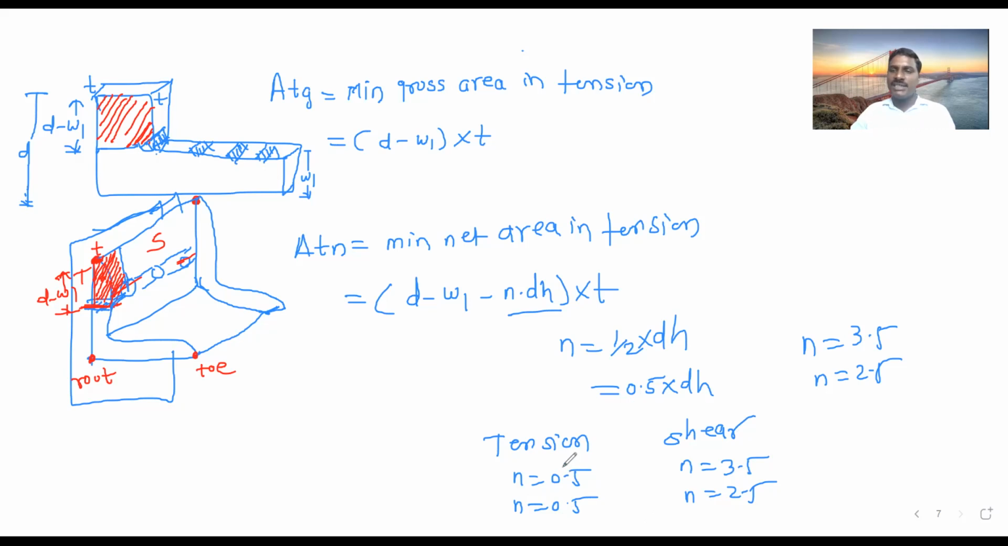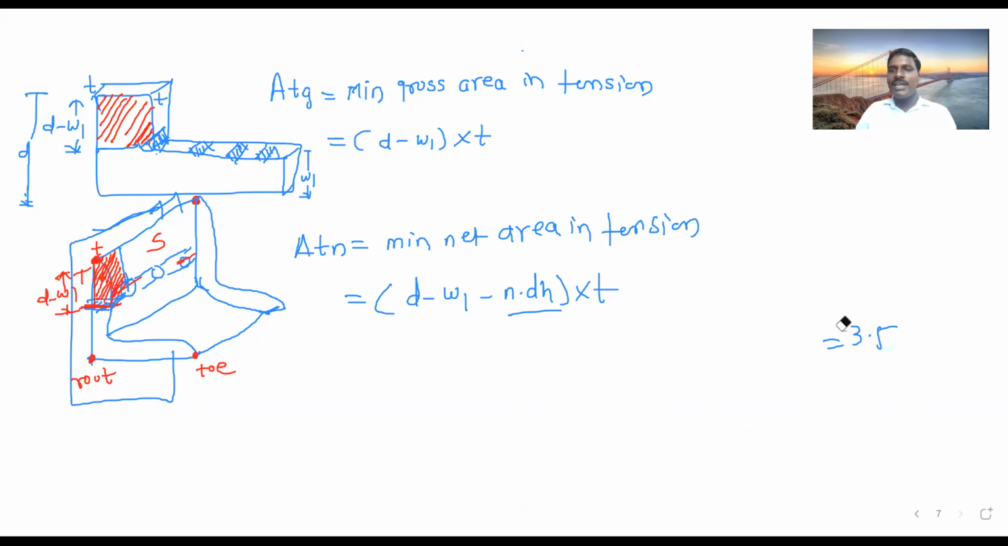So everyone got it, shear area and tension area? These four areas: AVG, AVN, ATG, and ATN. AVG, AVN, ATG, and ATN. Got it?